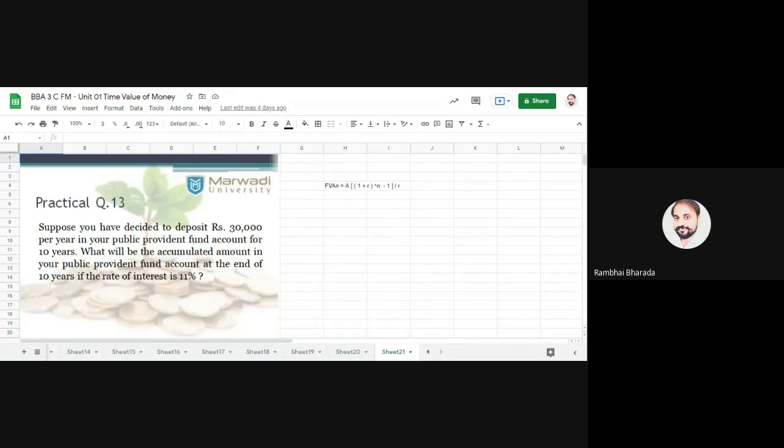So up to this class, we have discussed a few methods that help us to calculate the present value or a future value. It means the time value of money.